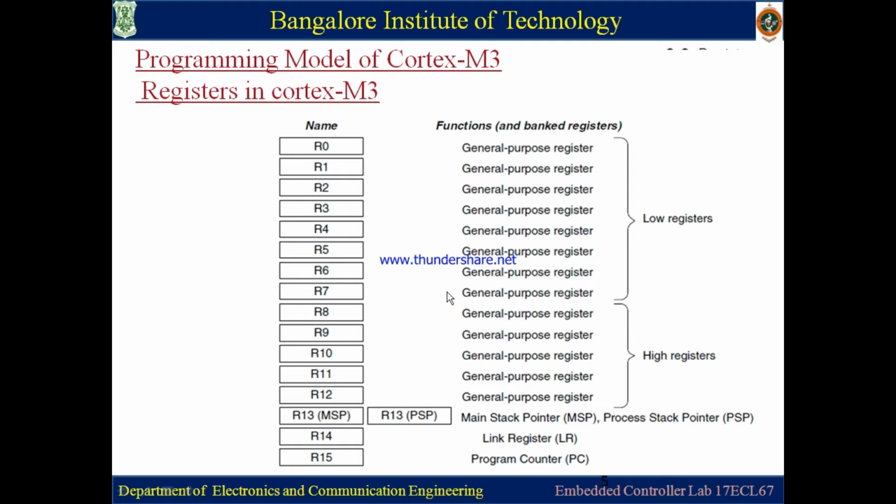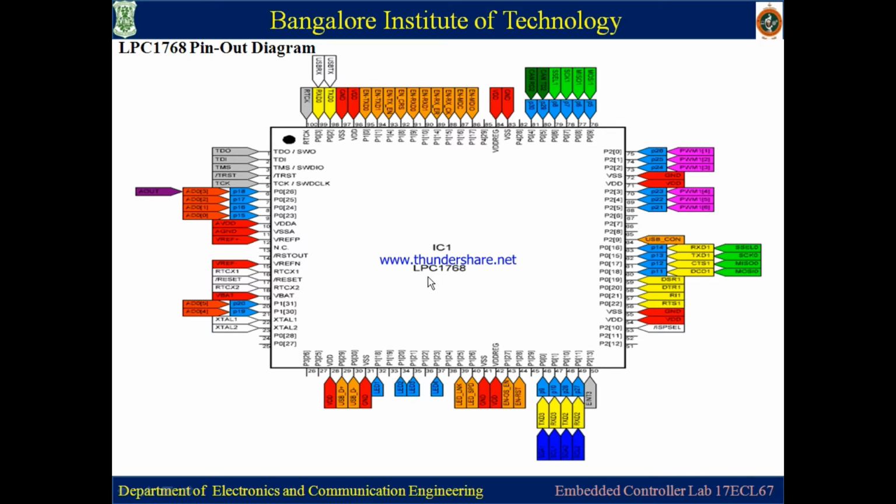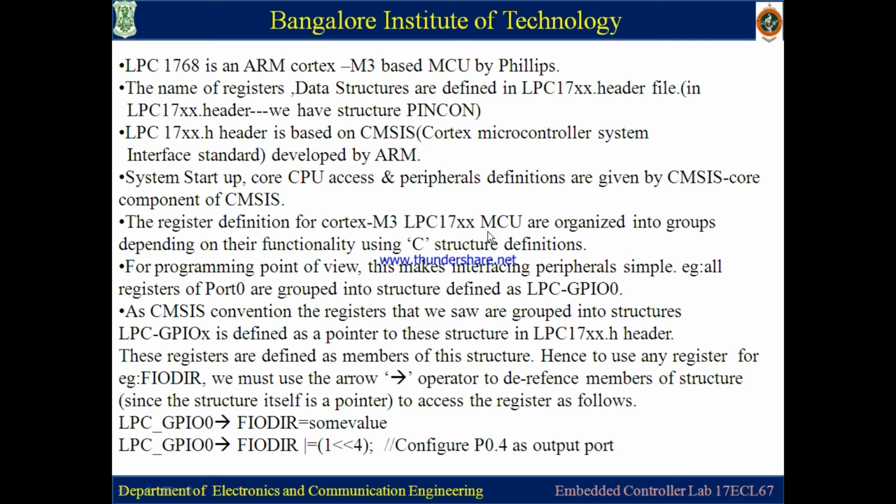This is a programming model of Cortex M3, and these are the various 16 registers present in Cortex M3. These registers are used in ALP programs. So we will be working on LPC1768. This is an IC which is Cortex M3, and it is a 100-pin IC. You can see that most of the pins are multifunctional. LPC1768 is an ARM Cortex M3 based MCU by Philips.